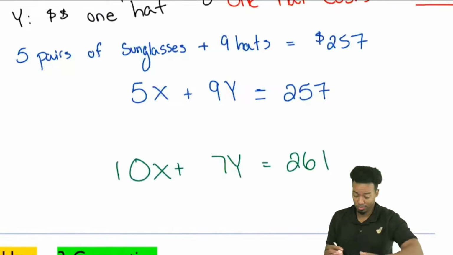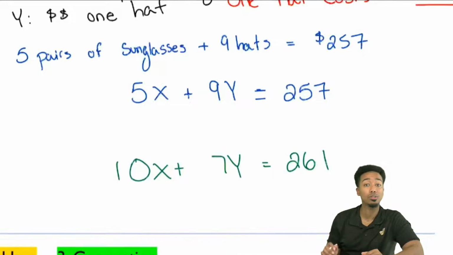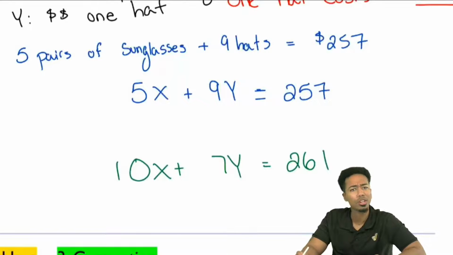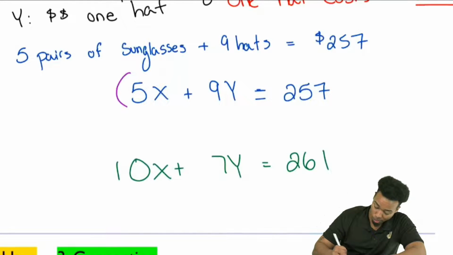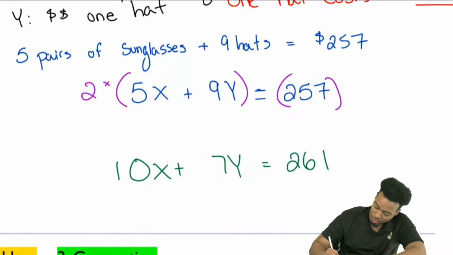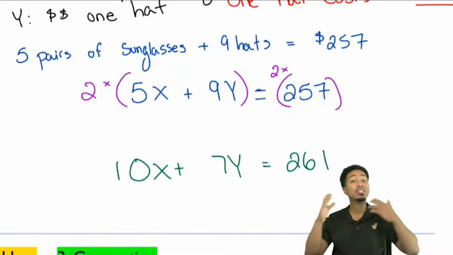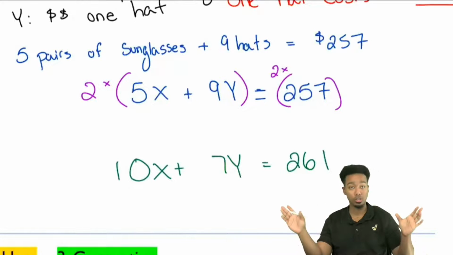Here's what we can do. Watch this. This is totally legal. Everybody, is it true that whatever you do to one side, you do to the other? Is that true? Yeah. Whatever you do to one side, you should do to the other. As long as you follow that rule, you're fine. So what I'm going to do is multiply the entire side here by 2. I'm basically multiplying the entire equation by 2.